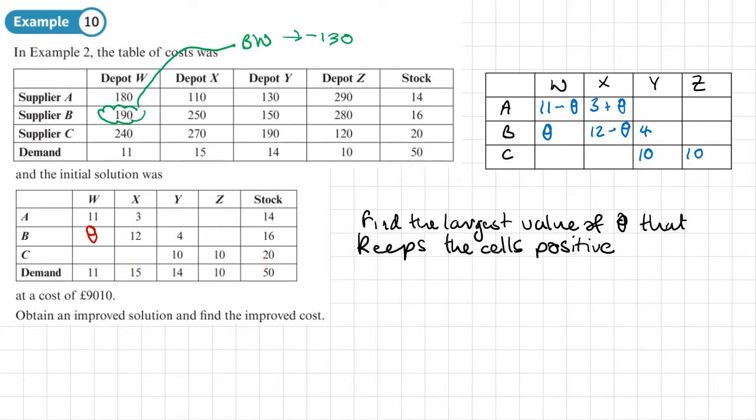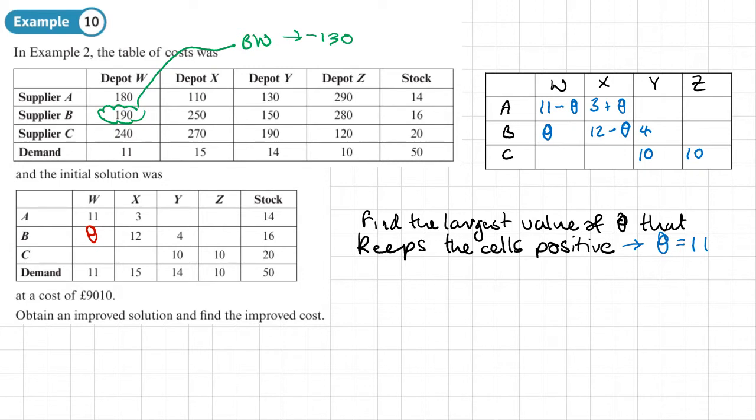The next thing we need to do is to find the largest value of theta that's going to keep all of these cells positive, and that's going to be 11. So I can subtract 11 from this. That will make it 0. So we can make cells 0, but we can't make them negative. So for example, I couldn't have theta as 12 because I'd end up with negative here. So the largest value that I can have for theta is 11.